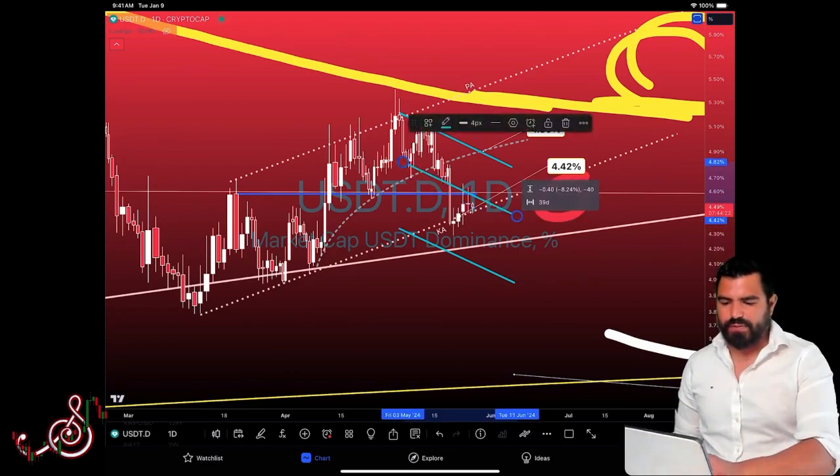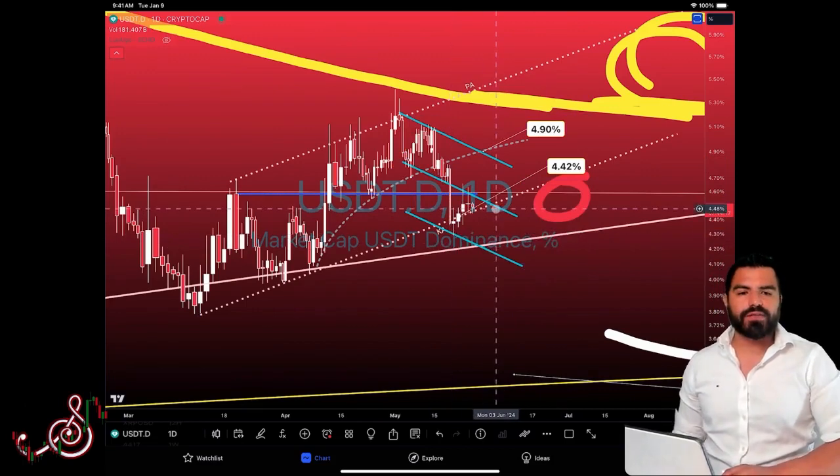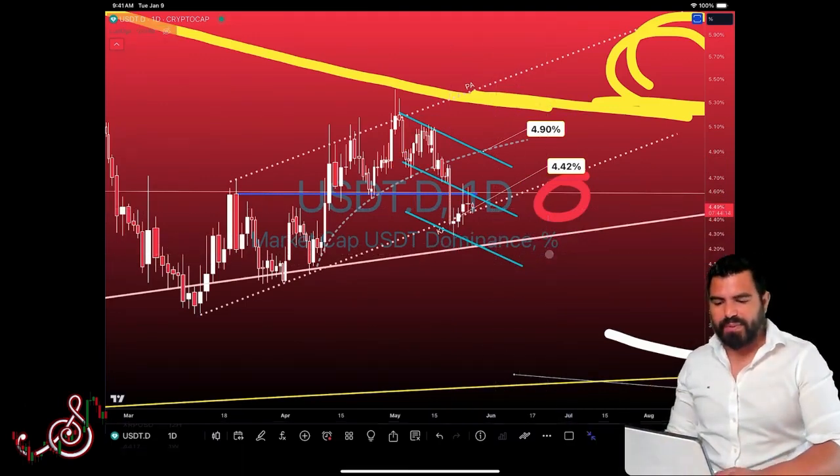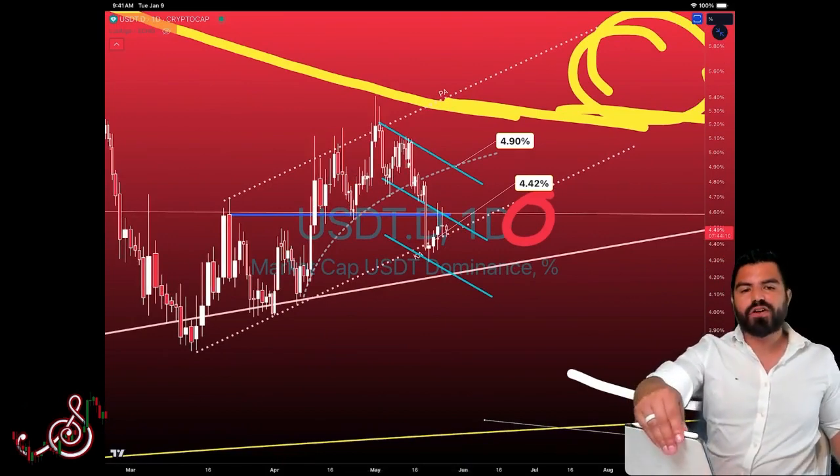Otherwise, we've already hit that one. Yeah, that was the more accurate one. Yeah, we already hit our support where it's supposed to be. I'm going to be bearish. Any questions regarding USDT.D before I move on?